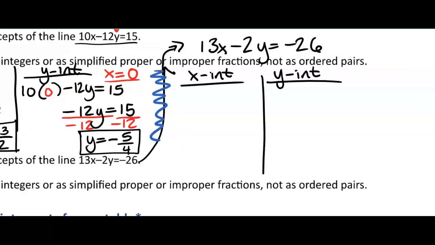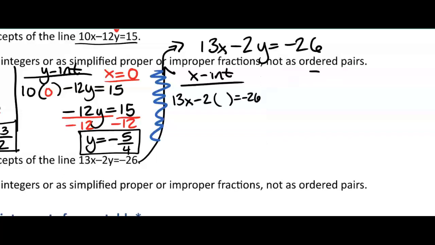All right, so when we go to find our x-intercept, what will we replace with 0? Y. Y is 0, because the x-intercept is on the x-axis, so we haven't gone up or down. So y is 0. 13x minus 2 equals negative 26.